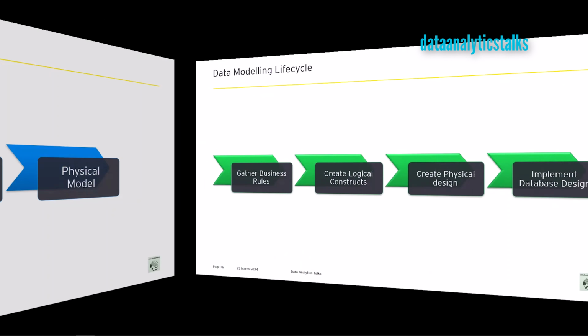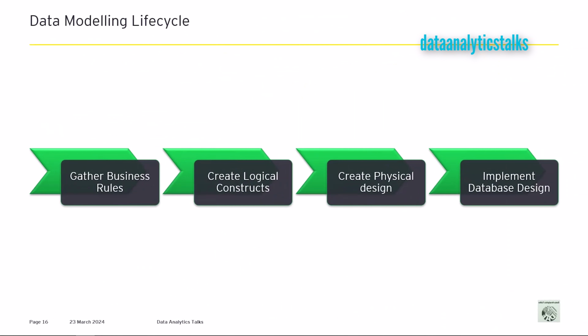Moving on, let's see the life cycle of a data model. To create a data model, first the business rules are gathered. Second, the logical constraints are created. Thirdly, the physical design is created. Then finally, the database is implemented. The steps are very straightforward: get the business rules, create logical constraints, create physical design, and implement the database design.